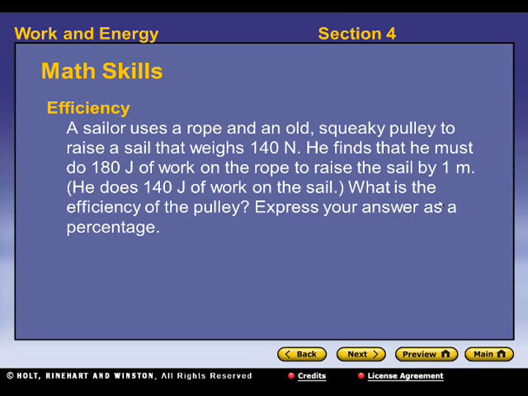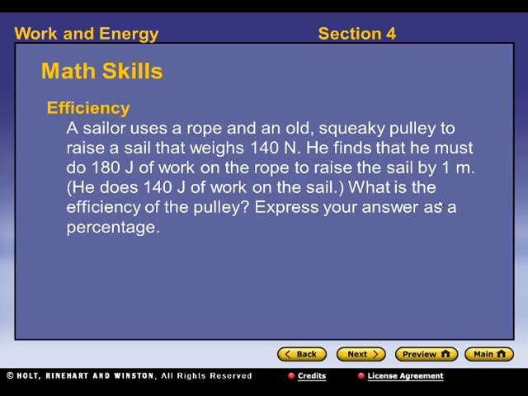So let's do a sample problem here. A sailor uses a rope and an old squeaky pulley to raise a sail that weighs 140 newtons. I think the word squeaky was put in there to say we're probably going to have some friction. It's not going to move real well. So he finds that he must do 180 joules of work on the rope to raise the sail by 1 meter. He does 140 joules of work on the sail. What is the efficiency of the pulley? Express your answer as a percentage.